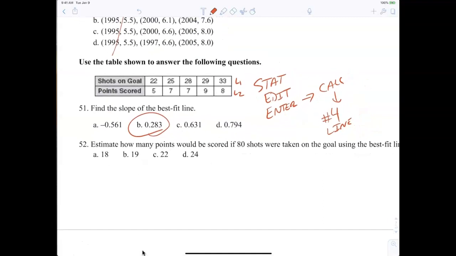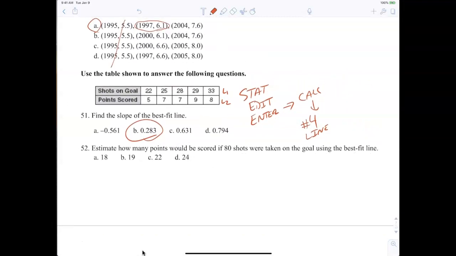All right. Now, if you want to know how many points were shot, the equation that they gave you, directly off of your calculator, would have been y equals 0.283x minus 0.56. Now you just put 80 shots in for x. So it'd be 80 times 0.283 minus 0.56, and you would come up with about 22 shots, or 22 points. All right, so again, review that. Stat, edit, enter, that would allow you to plug in those points. L1 is X, L2 is Y.